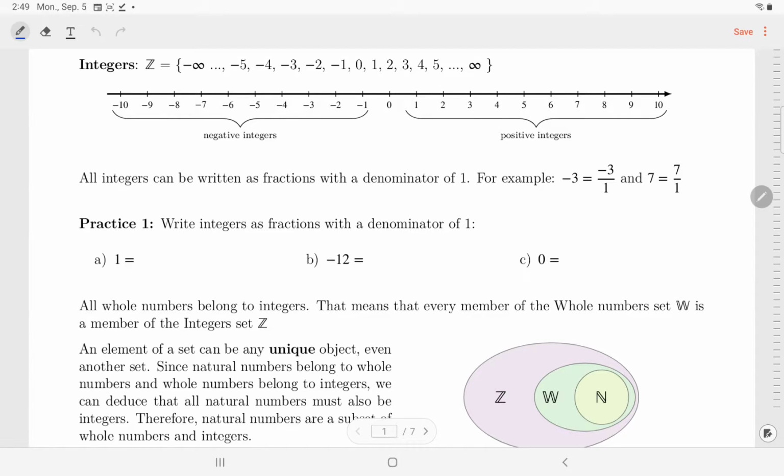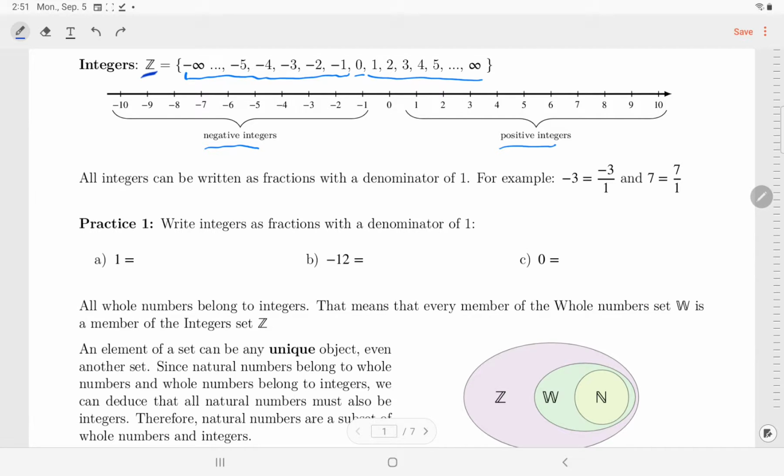Next are integers with the symbol Z. It comes from the German word Zahlen, which means numbers. Integers include all the natural numbers and 0, so all whole numbers, but they also include all the negative counterparts. So integers can be both positive, greater than 0, and negative, less than 0.